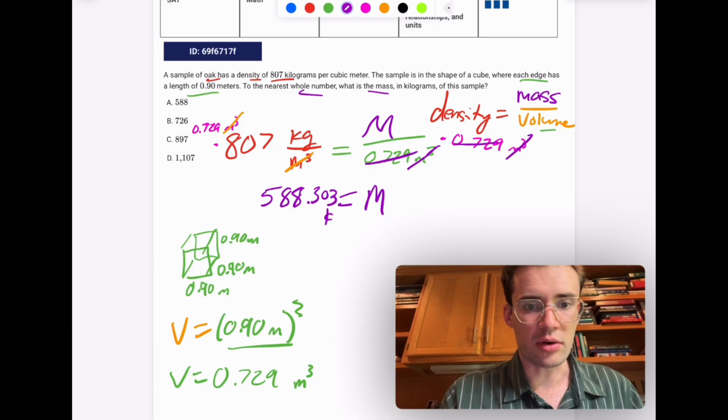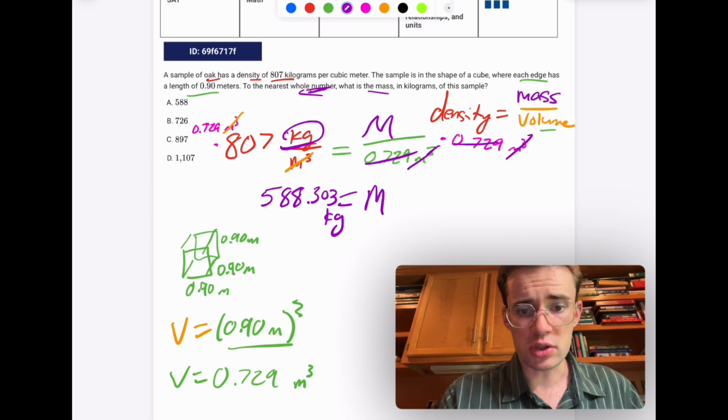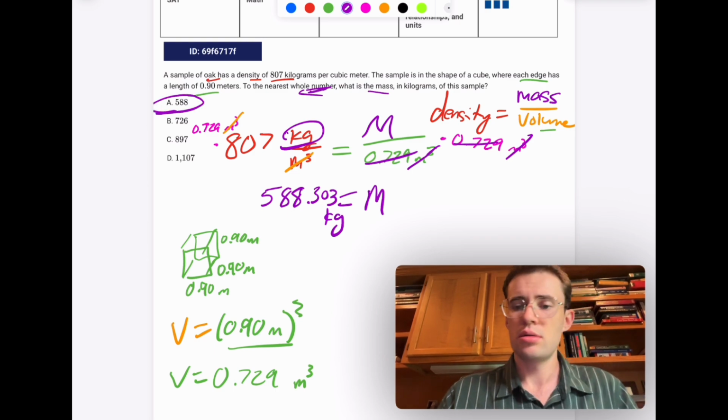588.303, and that would be kilograms, right? We still have the kilograms here. Let's see, they rounded to the nearest whole number, so the whole kilogram. 0.3 would round down, so it's going to be 588. That's option A. All right, so that's all you've got to do.